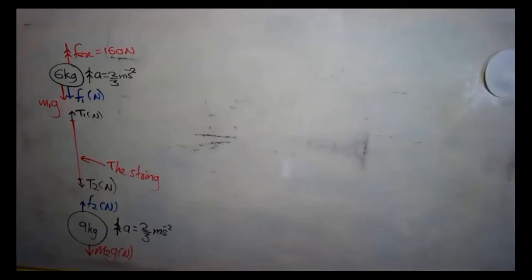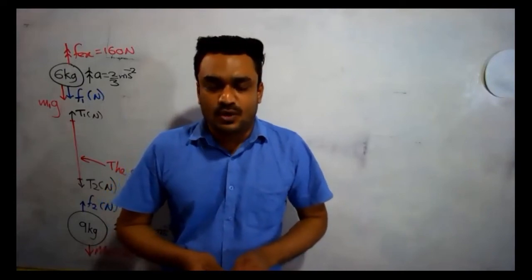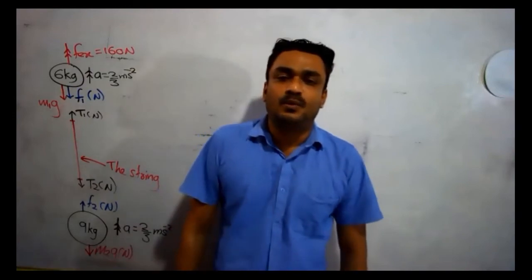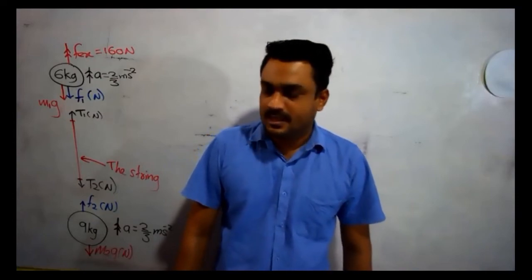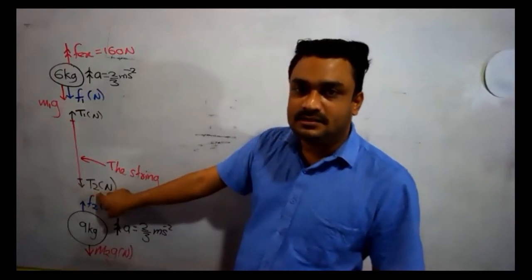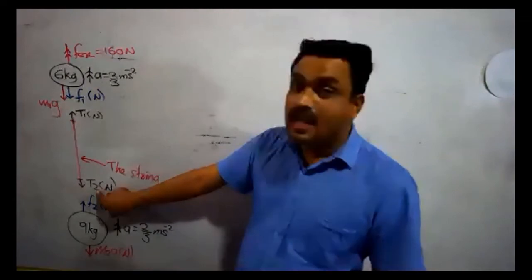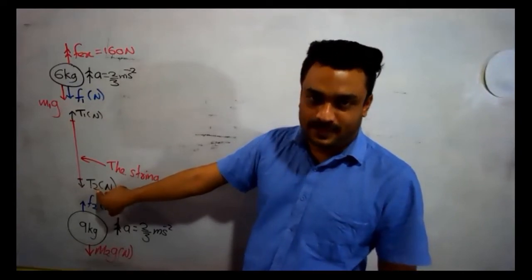Leave a line and write. According to Newton's third law of motion, comma, the 9 kg object gives an equal and opposite reaction force to the string. That reaction force is marked as capital T2 on the string.